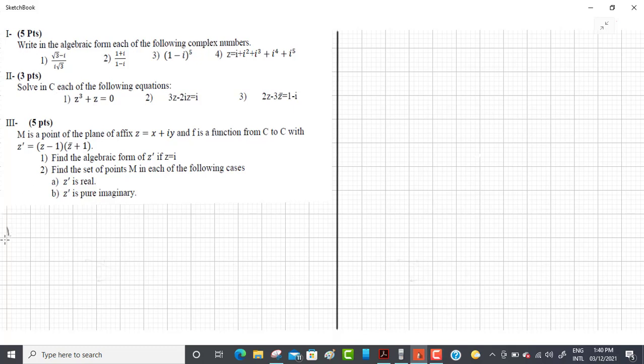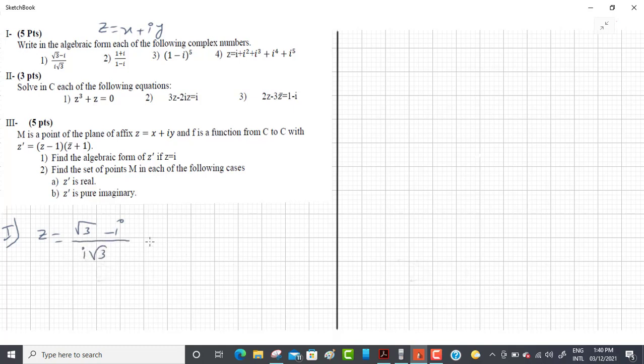We'll start with exercise number 1. Write in the algebraic form. Algebraic form means z equals x plus iy. Write each of the following complex numbers in the algebraic form. The first complex number: z equals radical 3 minus i over i radical 3.